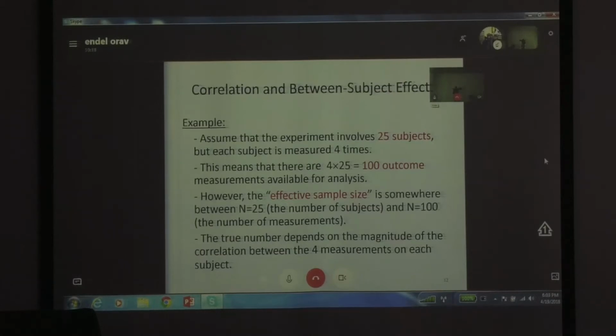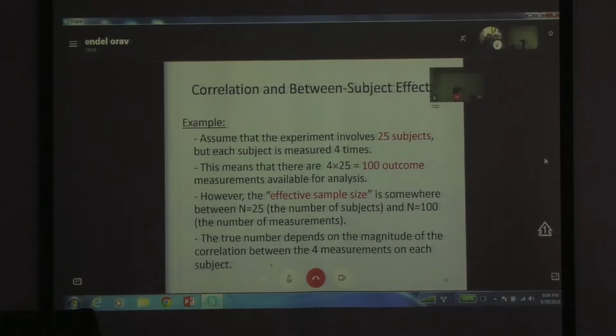So my gain is not from 25 to 100. There's something called an effective sample size between 25 and 100. So I suspect my study is worth more than 25 in terms of power, but not quite as much as 100. The true effective sample size depends on the magnitude of the correlation. And when I do my power calculation, when I try to figure out whether this design is good or bad, I need to know the effective sample size, not the 25, not the 100, but the number in between.